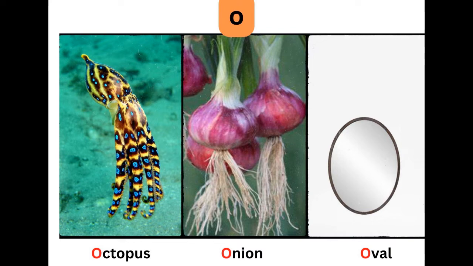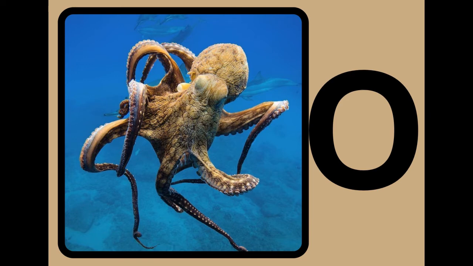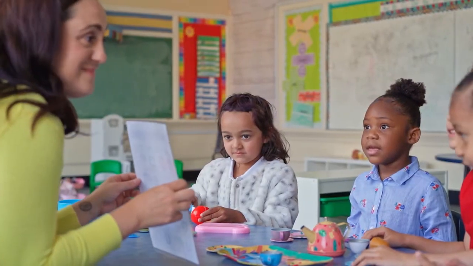Teach them 4 to 5 words with the sound and then ask the kid to find other words with the same sound. The trick here is to not use the words that the kid knows very well. For example, most of the kids know that O is for orange. So don't use orange. Use other words, like octopus, onion, orangutan, and so on. And then ask the kid to find other words with the same sound.